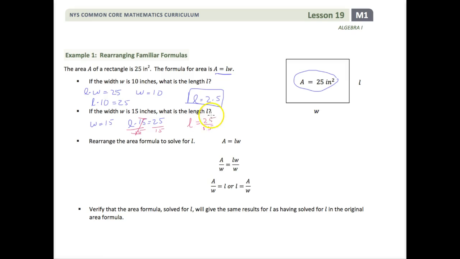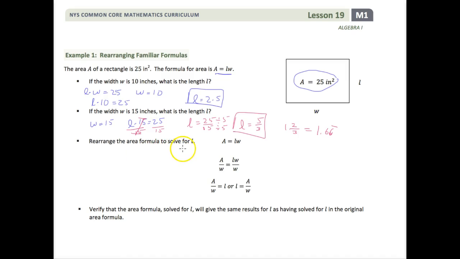I'm hoping you see 5 goes into each of these. If I divide both top and bottom by 5, I get L equals 5 over 3. That's in simplest form. I could call it 1 2/3. Some of you might have used your calculator and got 1.666 repeating. We'll leave it at that. We won't go any further.